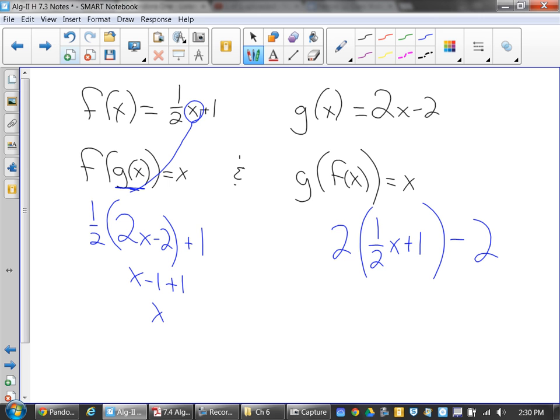What's 2 times 1/2? 1. What's 2 times 1? So you have x plus 2 minus 2, which is? Therefore, these guys are inverses of one another. You didn't distribute the 2 to the 1. You gotta remember to send it to both parts. That means those 2 equations are inverses of one another. Okay? They're inverses of each other. Not so bad? Not so bad.